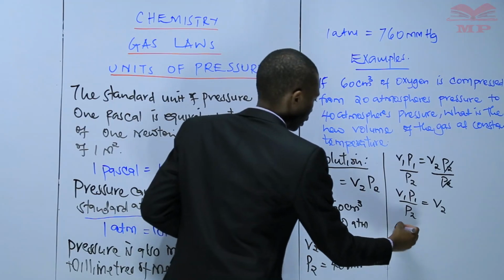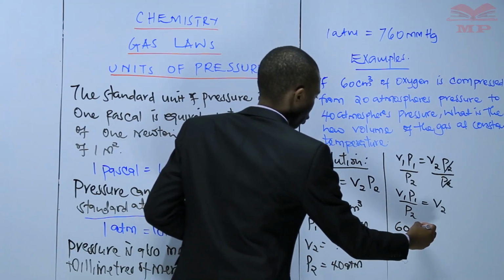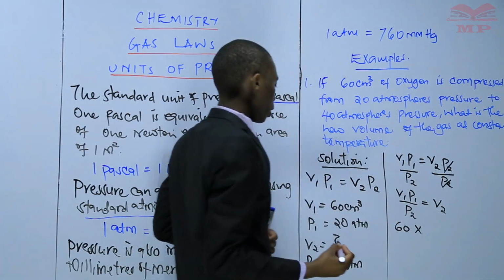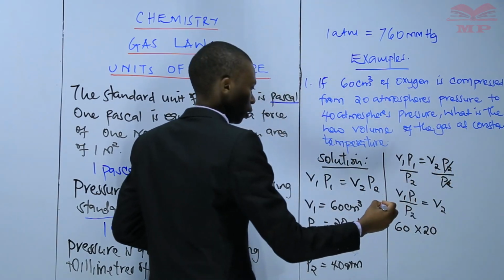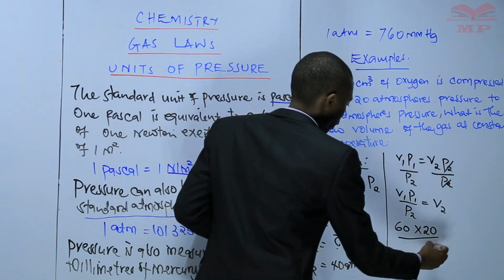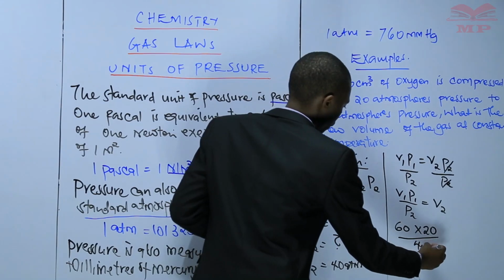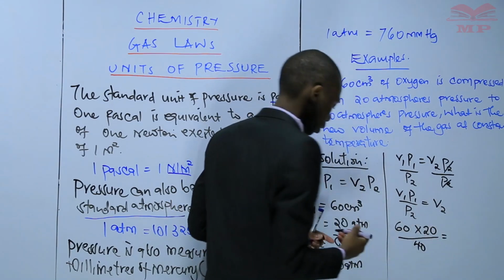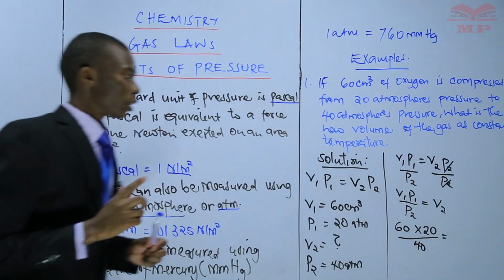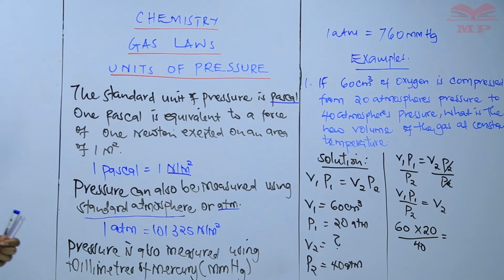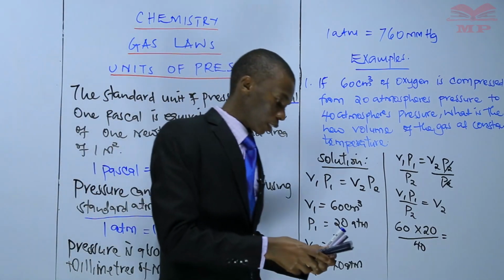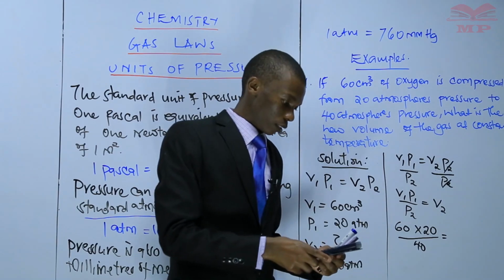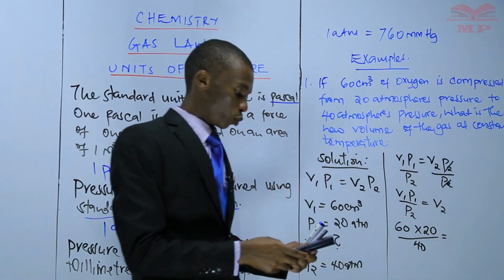V1 is 60 centimeters cubed, multiplied by P1, which is 20 atmospheres. You divide by P2, which is 40. If you calculate using your calculator, that is now 60. You multiply by 20.